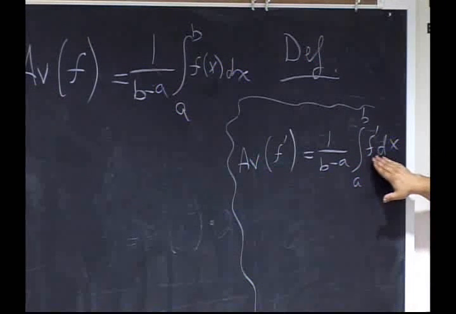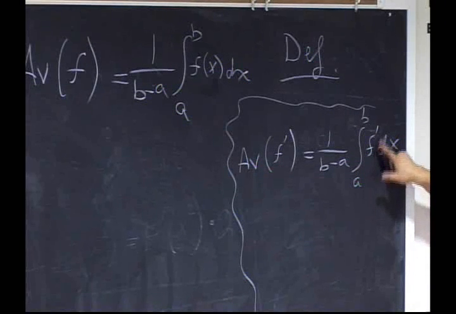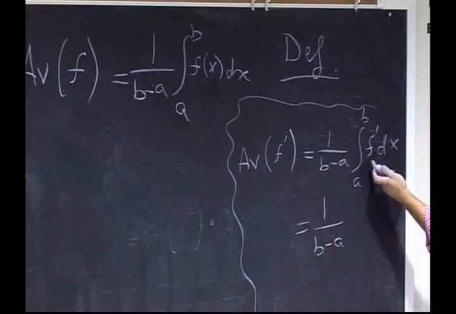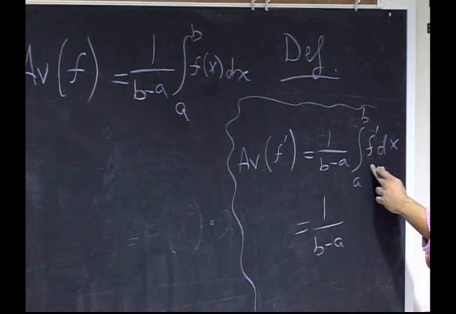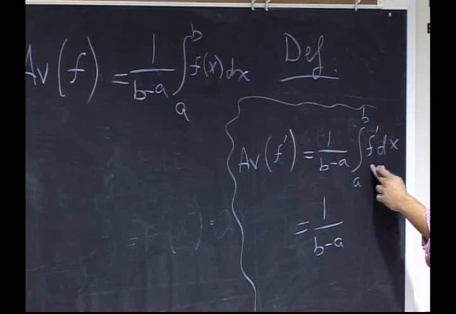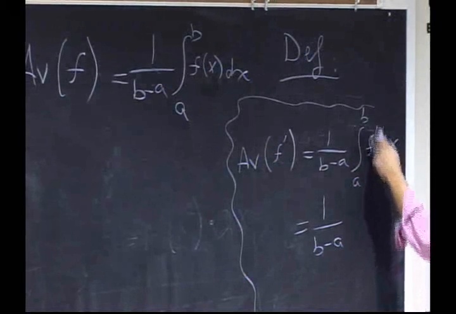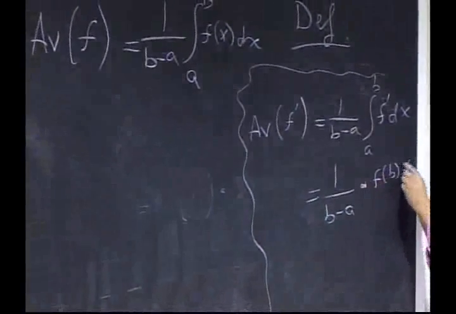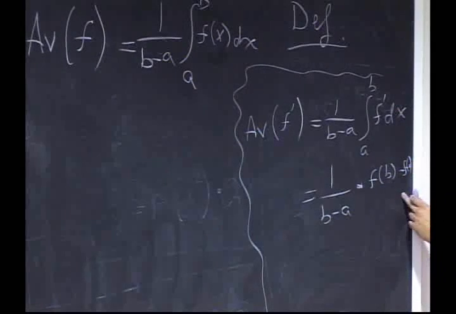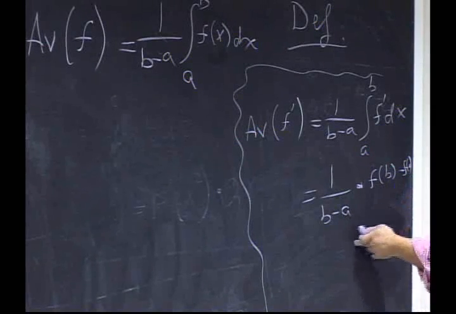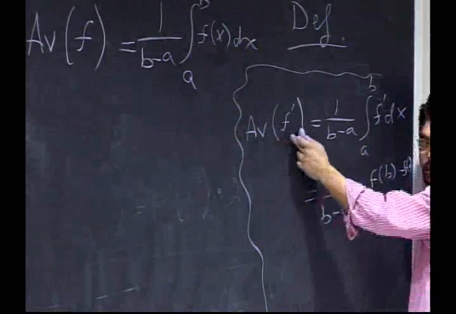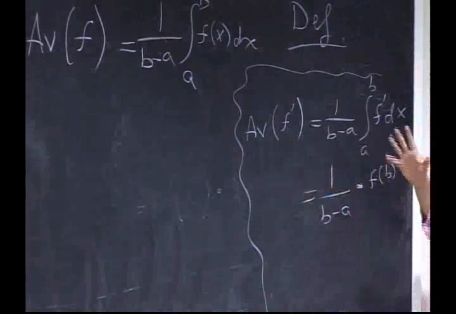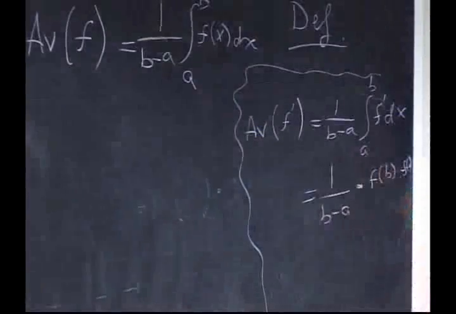So if I use the fundamental theorem, if I assume that f prime is continuous, then I can find a function whose derivative is f prime. F, right? Okay, so I can do f at b minus f at a. Do you see that? So that's f of b minus f of a over b minus a is equal to the average of the derivative. Does that make sense? So that's just like the mean value theorem for derivatives. Okay, that's the idea.